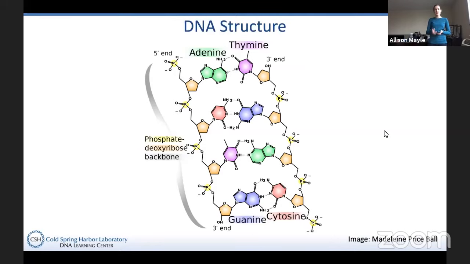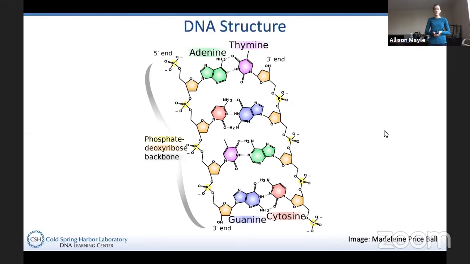So those are actually making up the instructions to do all those things I was talking about before, to make you who you are. So if you think of them just as their letters, A, T, G, and C, you can kind of think about them like words. All right, so if you had a series of letters in one order, it might mean one thing. If you change the order of the letters, it might mean something else. Same thing with our DNA.